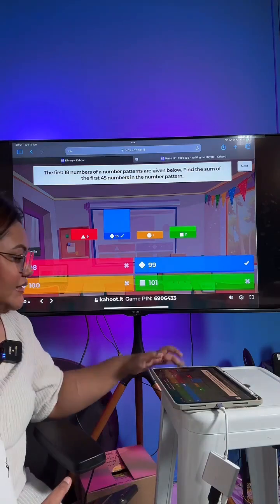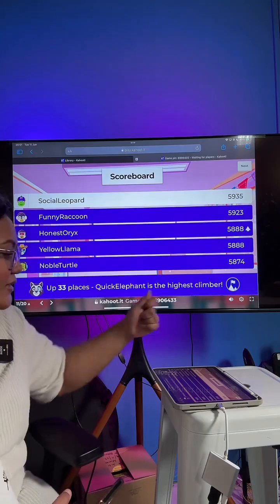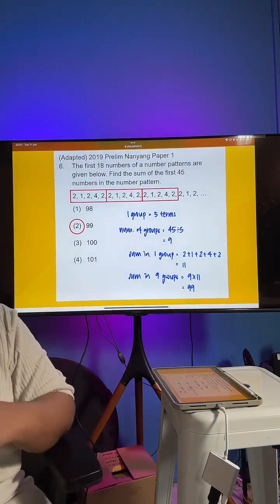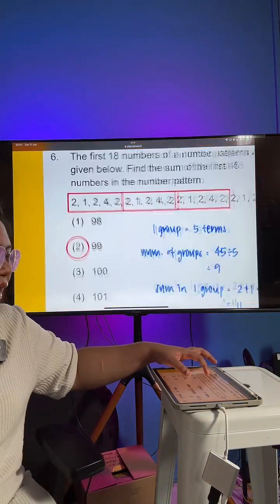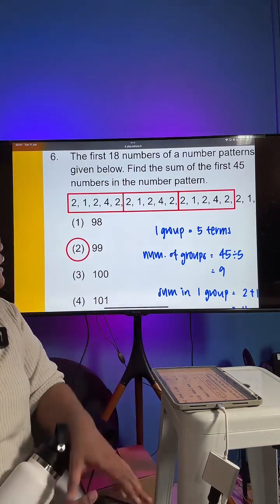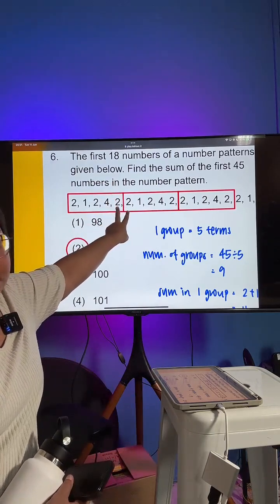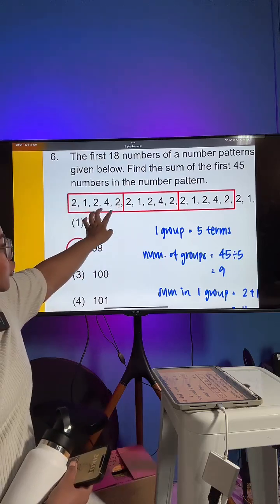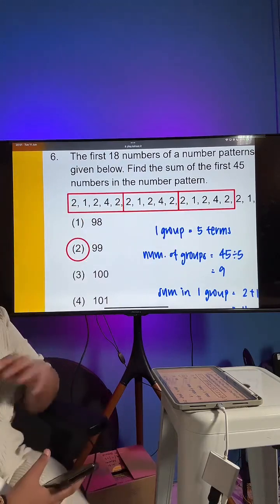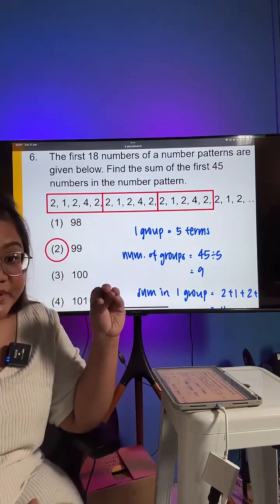The answer is indeed 99. Let's take a look at why this is so. And then I will answer some questions in the chat, okay? Alright, let's take a look. So for this one, what we want to do is to find our recurring pattern. The pattern that happens over and over again is 2, 1, 2, 4, 2. You cannot just stop at 4 because then the next pattern will have 2 2s. But that's not right, okay? So it's 2, 1, 2, 4, 2, 2, 1, 2, 4, 2, 2, 1, 2, 4, 2, and so forth. So in one group, there are 5 terms. 5 terms means 5 numbers. Okay, in one group, there are 5 numbers.